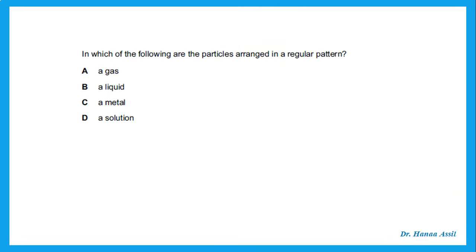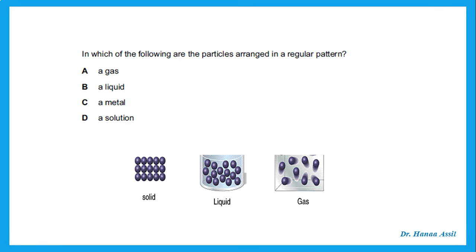Okay, so let's take a look at some of the questions. So this is a question. It says, in which of the following are the particles arranged in a regular pattern? Do you remember? We said if we have solids, liquids, and gas, the one that is arranged in regular rows is which one? It's the solid. So the question is, which of these is a solid? Of course, if he says a gas or a liquid or a metal, you should realize that the metal is a solid, so the particles will be arranged in regular rows.